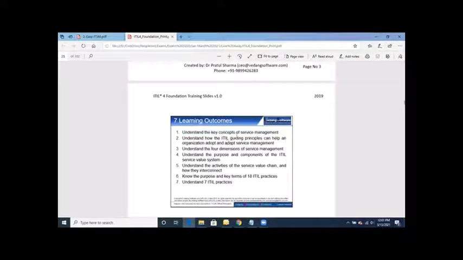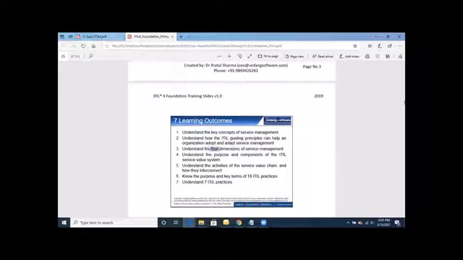Then there are guiding principles. In the ITIL4 literature, they have included 7 guiding principles. ये मूलभूत सिद्धांत ये है. These guiding principles guide the organization under every circumstance.